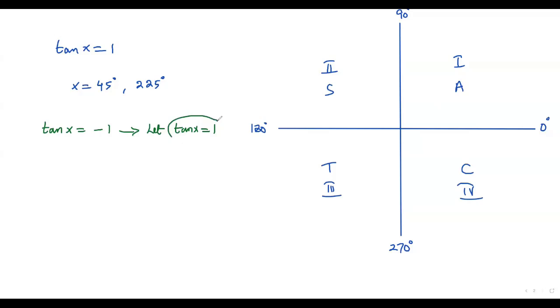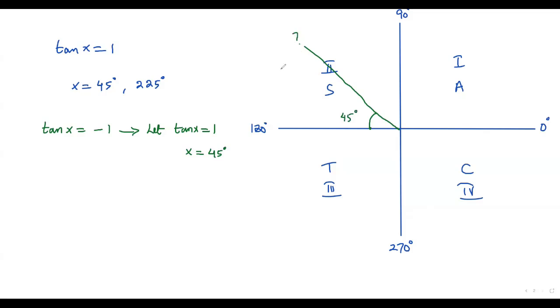But already we have solved this equation, tangent x equals 1, over here in the first quadrant, and we got that x equals 45 degrees. Now let me use this 45 degrees angle measure as reference angle in the second quadrant. Let me draw the terminal side of the angle. Okay, here we can consider this 45 degrees as reference angle.